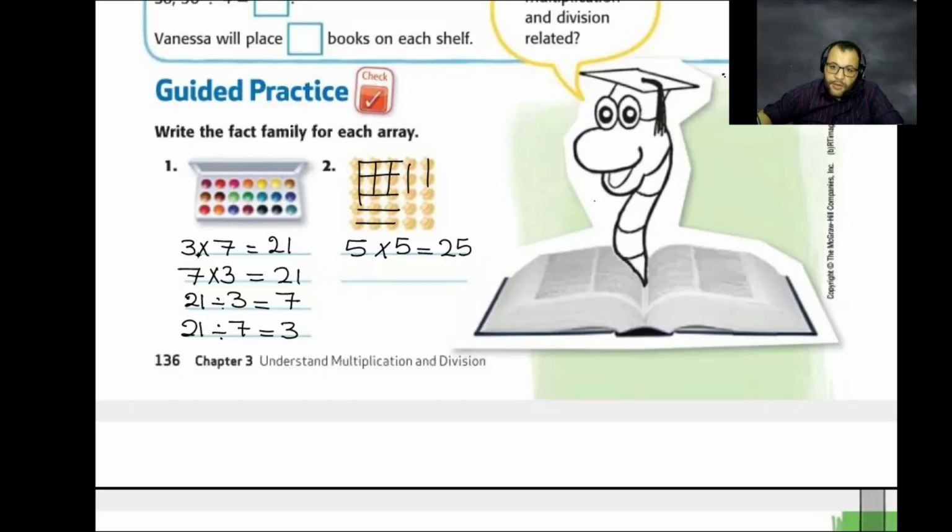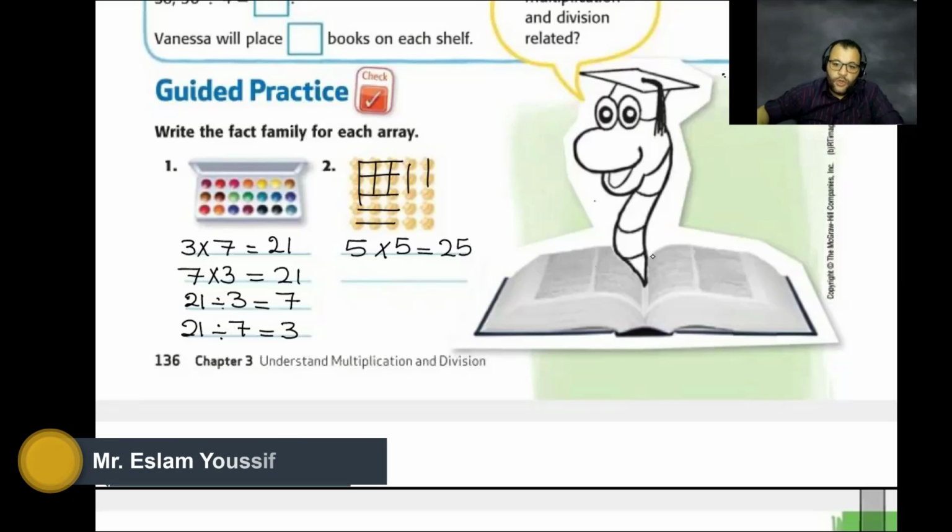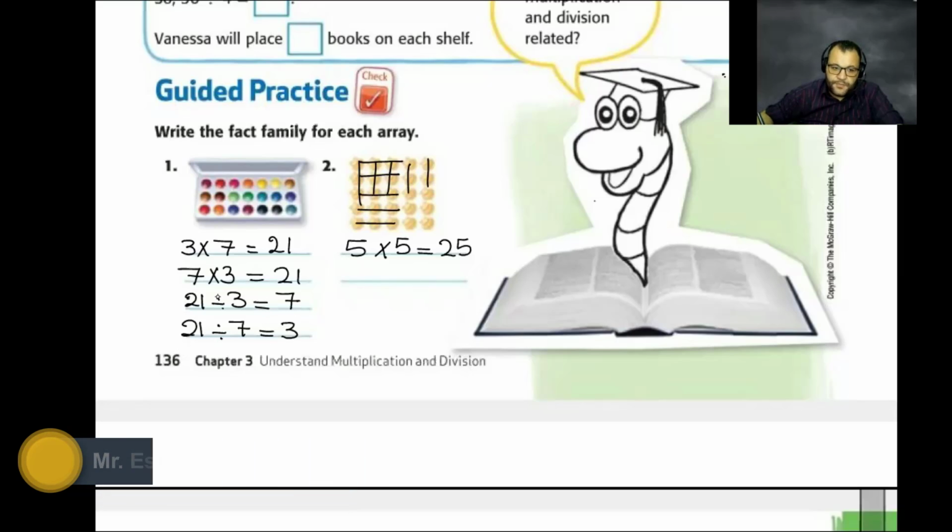Now we have 3 numbers that are different, 3, 7, and 21, so we can say that 3 times 7 equals 21, or 7 times 3 equals 21. Or we can say that 21 divided by 3 equals 7, 21 divided by 7 equals 3. But for this one, because we have the same number, the two factors are the same, so we have only one for multiplication and one for division, which is 25 divided by 5 equals 5.